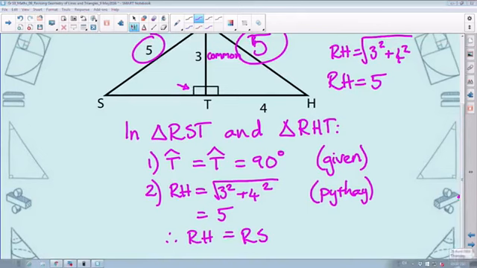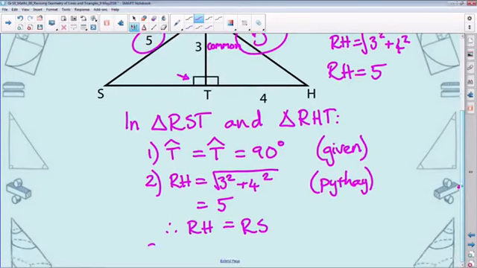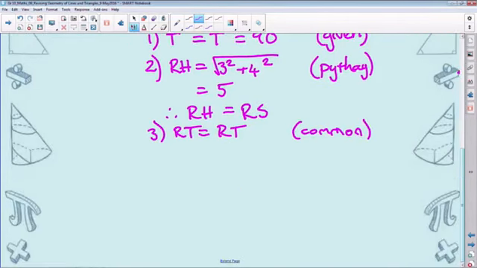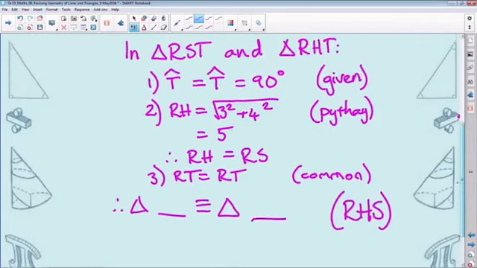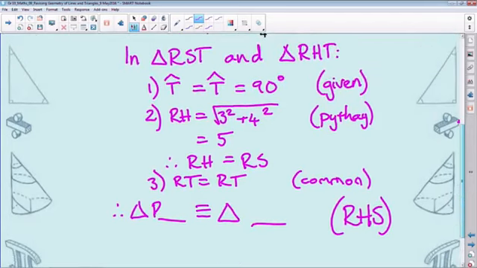And then lastly, we just need to show number 3, that RT is equal to RT because they are common. And therefore, the two triangles. Therefore, triangle blah, blah, blah is not similar. It is congruent. Triangle blah blah blah. Why are they congruent? Because of RHS. The reason I've left those out is because we've actually run out of time. So let's just write it.